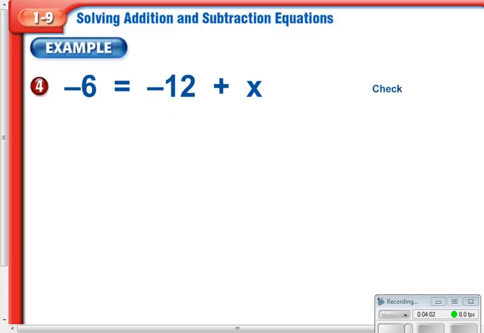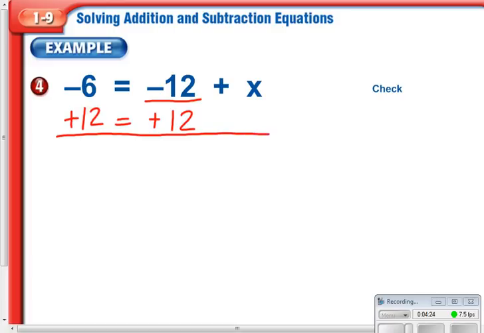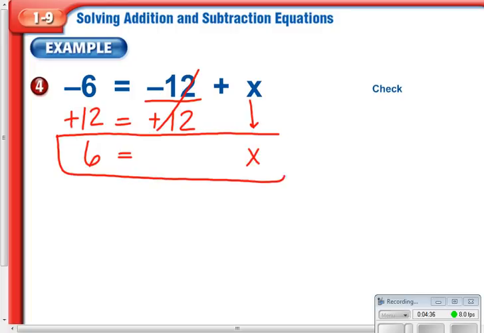Example 4. Negative 6 equals negative 12 plus x. Here's the side with my variable, so I need to get x by itself. Equal sign lines up. To get rid of negative 12, or minus 12, we need to add 12. Do the inverse. What you do to one side, you do to the other. Equal sign lines up. Negative 6 plus 12 gives you 6. 12s cancel out. We drop down x, and x equals 6.